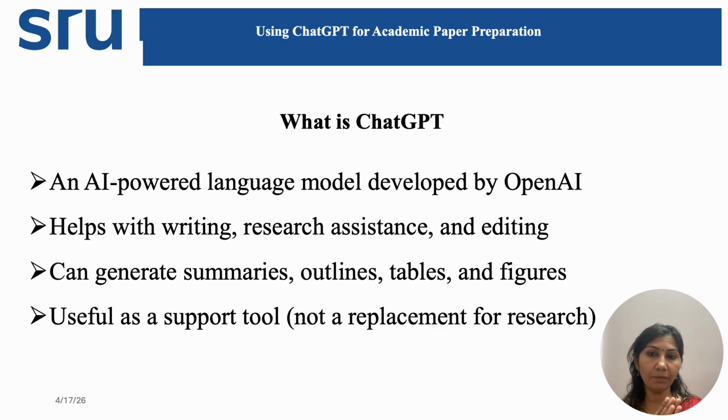ChatGPT is an AI-powered language model developed by OpenAI. It assists in writing, editing, summarizing, and organizing the content. It can generate the outline of your manuscript, the tables, and even a visual description can also be made by using ChatGPT. However, it should be used as a support tool, not as a replacement for critical thinking.